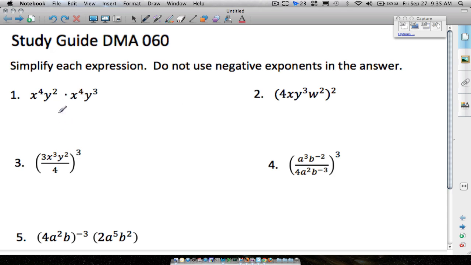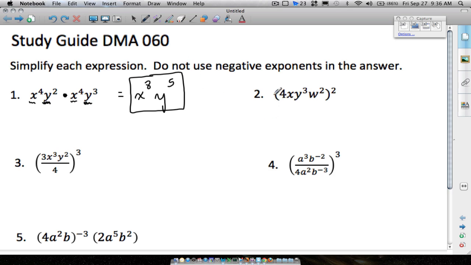So number one, we want to multiply these two things together. We're just multiplying. There's no addition or subtraction. And remember your rule. When you multiply like bases, for example, there's a base of x and a base of x, you want to add the exponents. Therefore, we have x to the 8th. And the same thing with the y's. That's a like base. So we add the 2 and the 3, we get y to the 5th. The rule to remember: when you multiply like bases, you want to add the exponents.